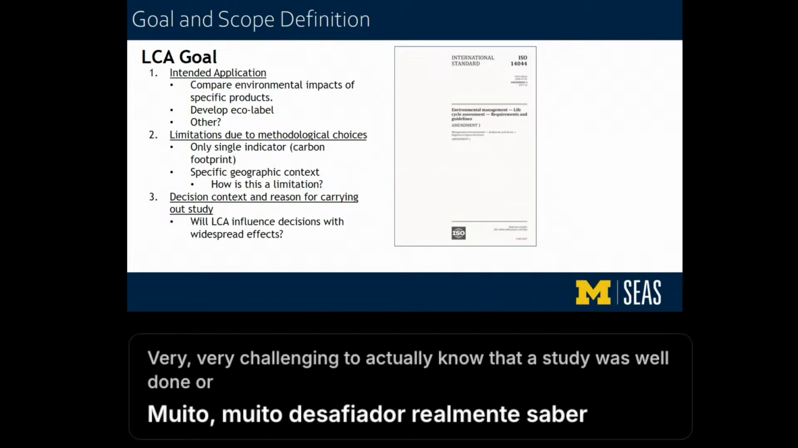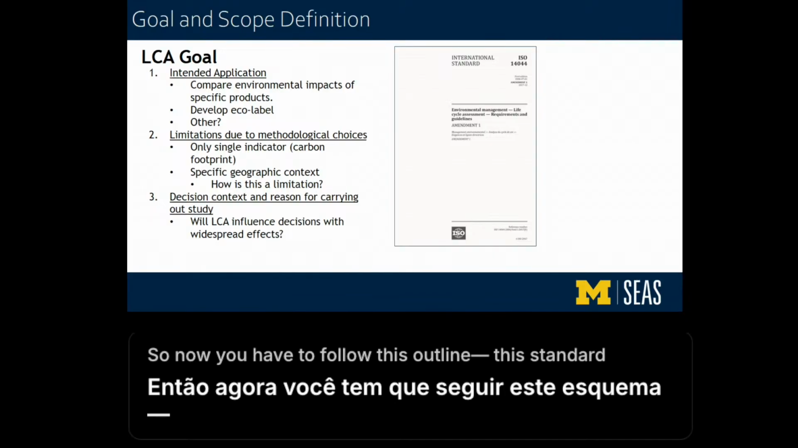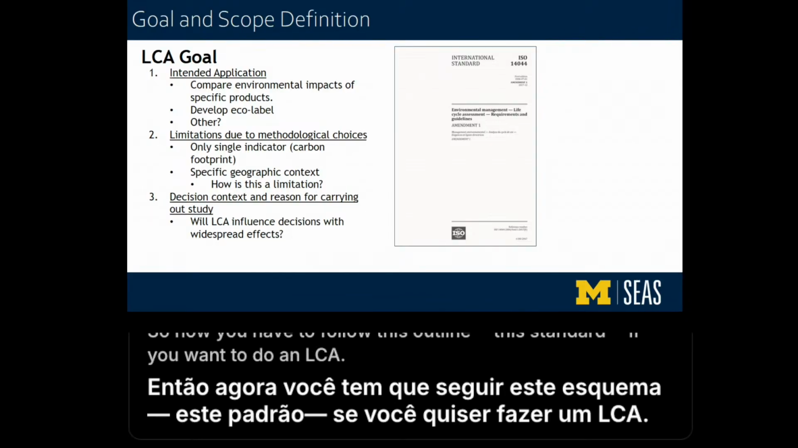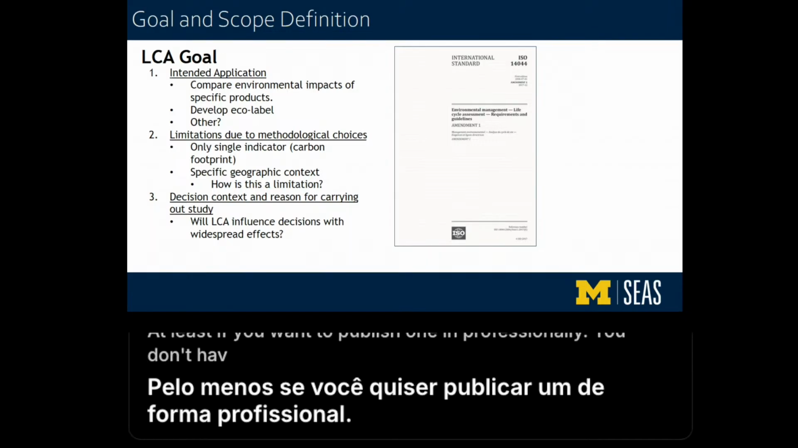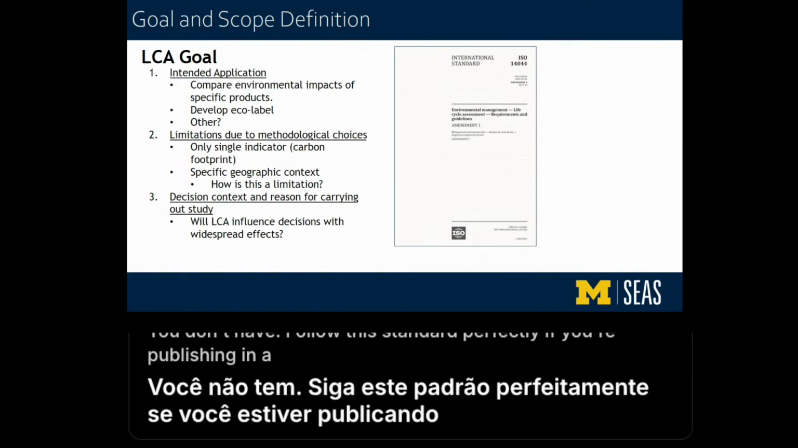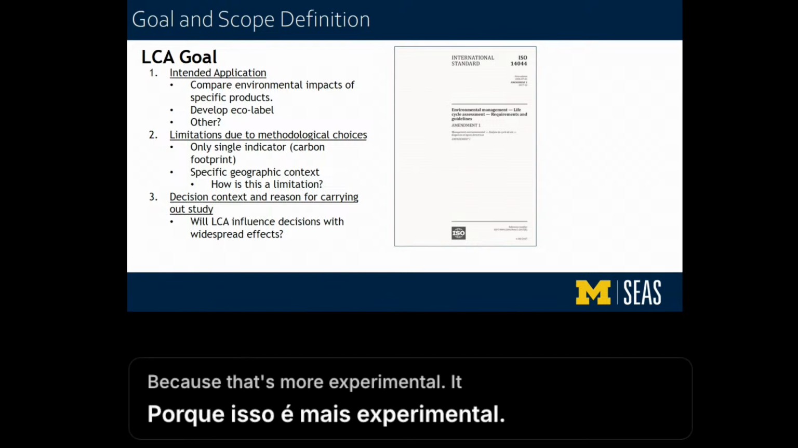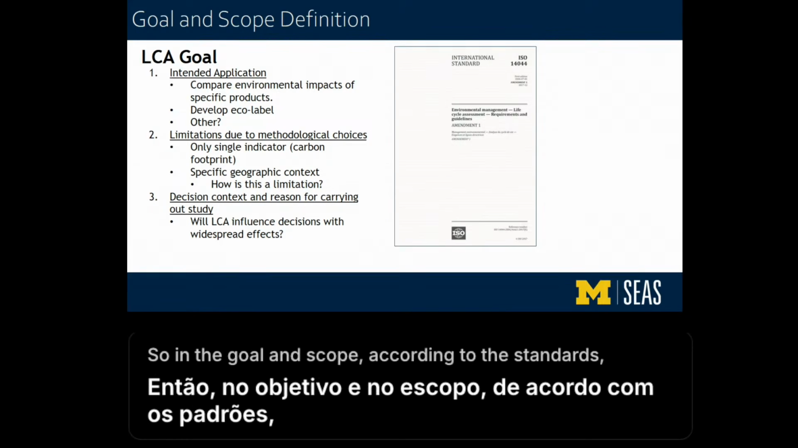So now you have to follow this outline, this standard, if you want to do an LCA. At least if you want to publish one professionally. You don't have to follow this standard perfectly if you're publishing in a journal, because that's more experimental, it's science, it's different. So in the goal and scope, according to the standards, the ISO, right, the International Standard Organization, you have to do a few things, all right?